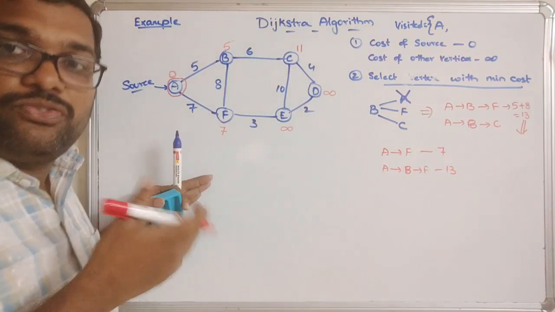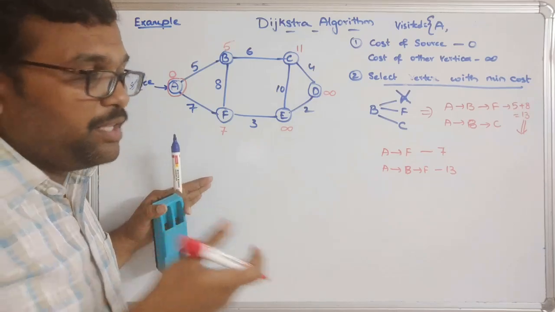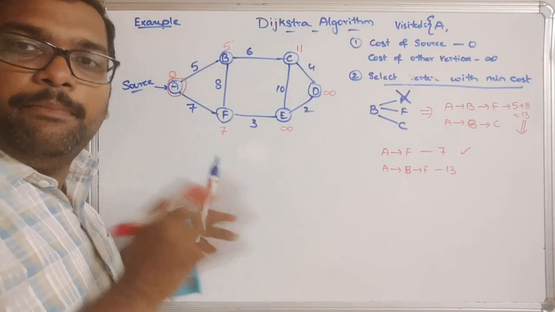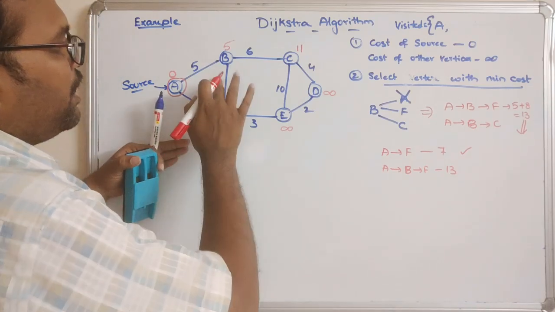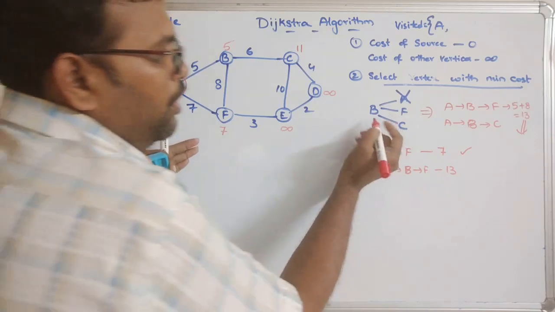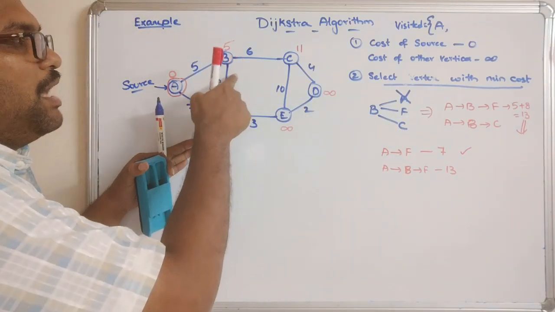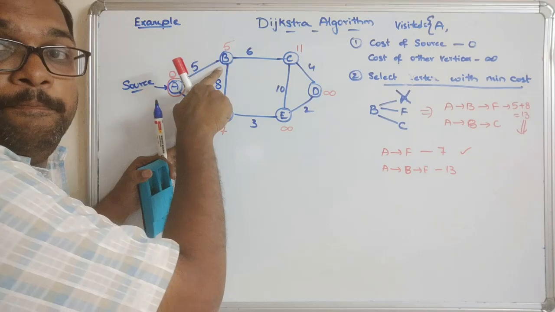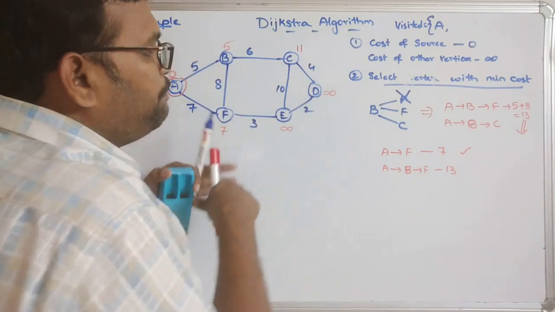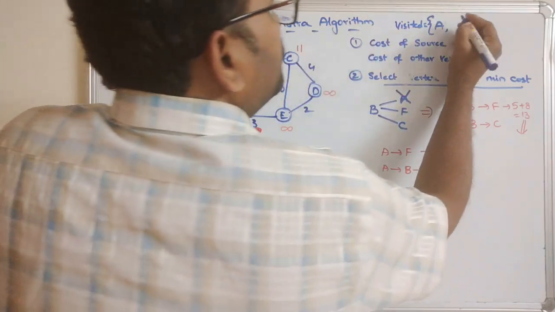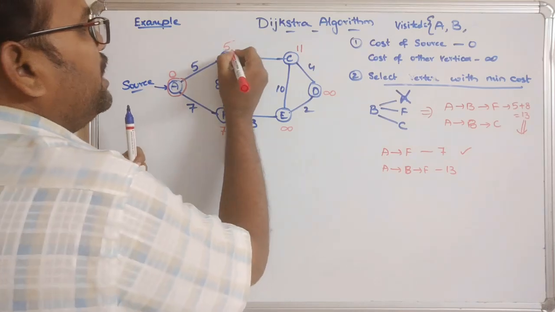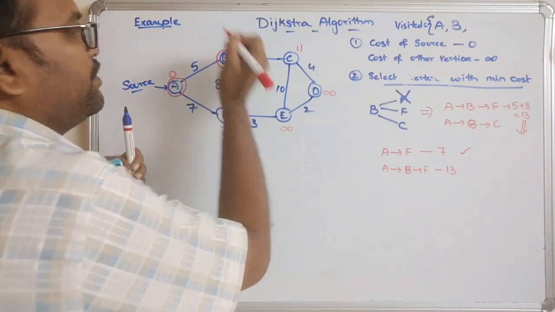Among these, which will be the shortest path? Obviously this one. So we need to select the minimum, and we need not update this one. We have already finished with the neighbors of B, so we can add B to the visited set. So this node is visited.